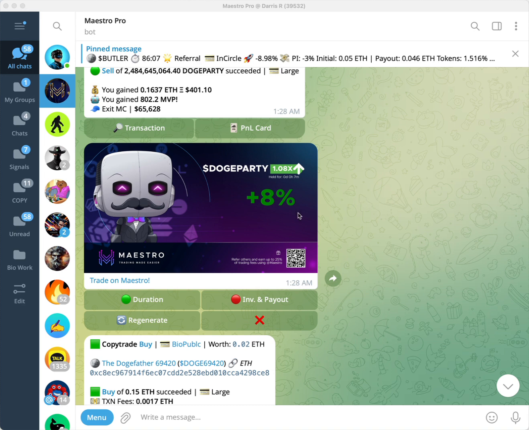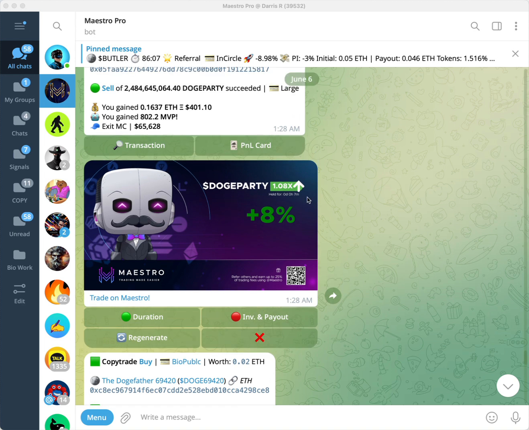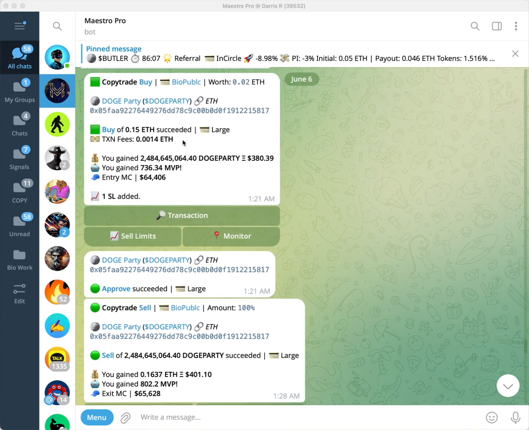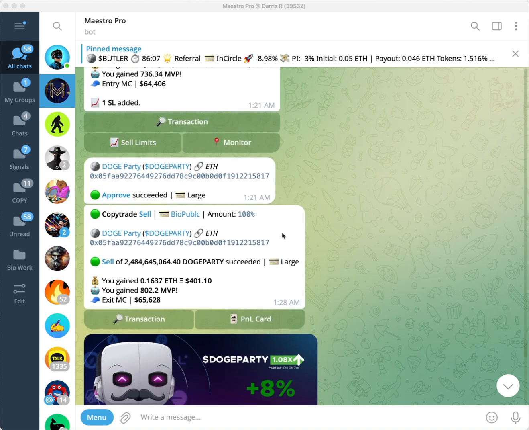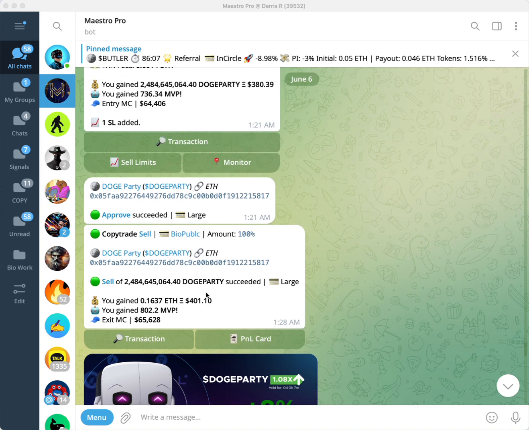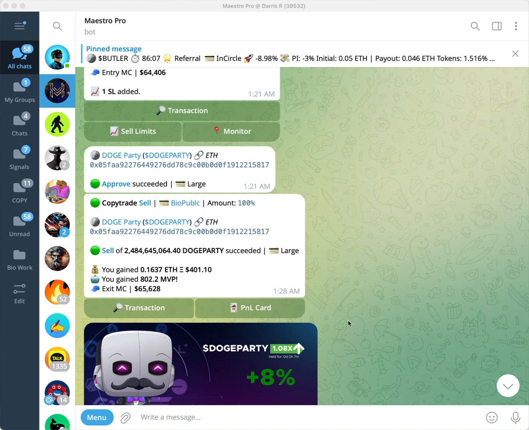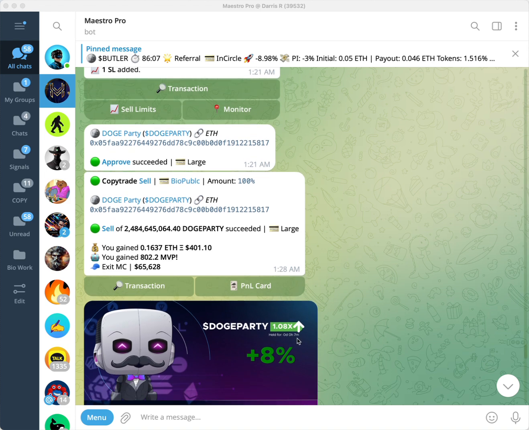Okay, so this is what it looks like on autopilot today. There was a buy of $380 and then a sell of $400. So that's like 20 bucks right there, right? That's like an 8% return. Something really small, but it was in 7 minutes.